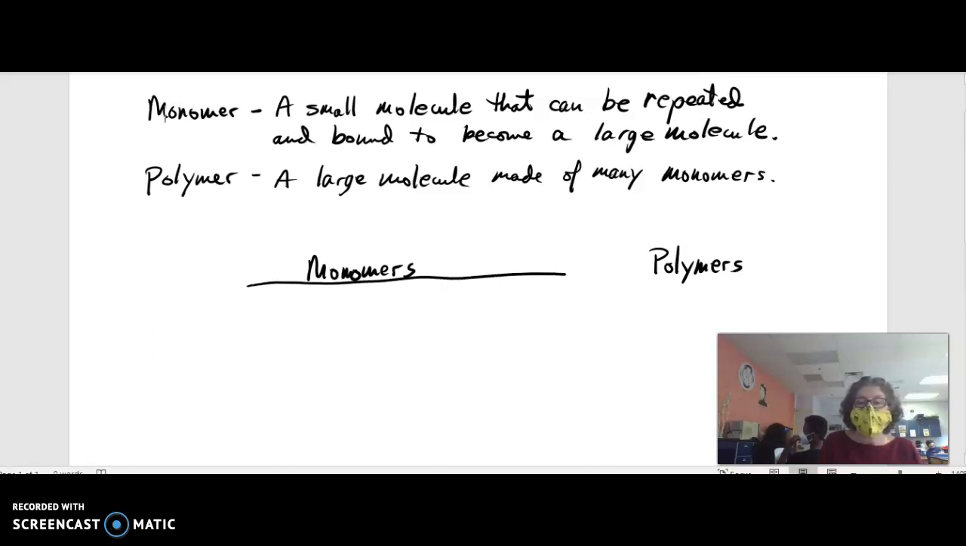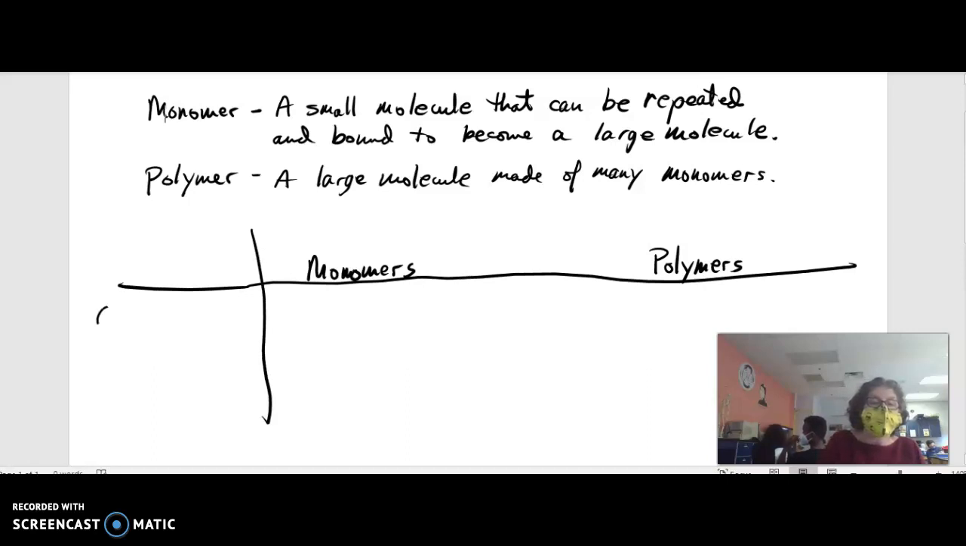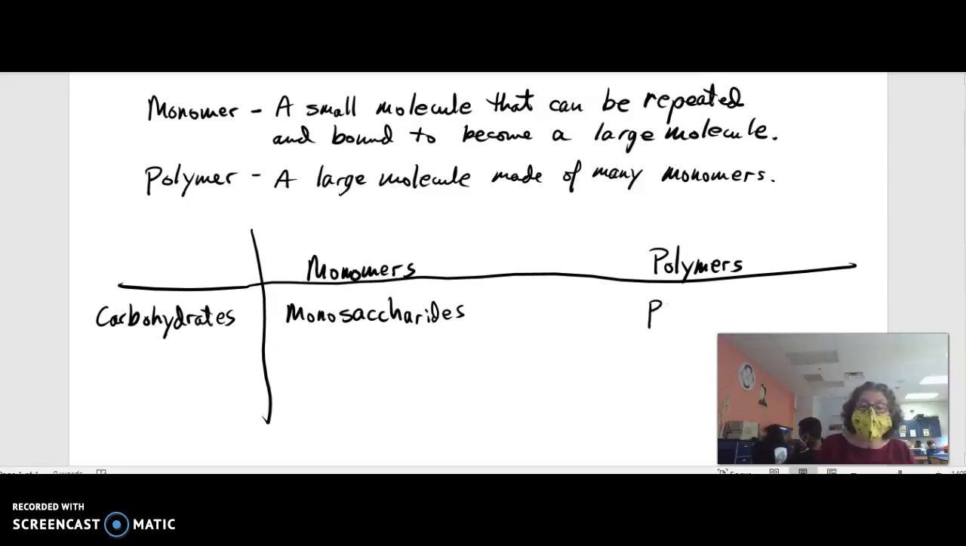So we've got monomers and polymers, and then we're going to talk about carbohydrates, because that's the first one we've already talked about, and you might recognize those the best. So carbohydrates, the name of all the monomers in the carbohydrate group, they're called monosaccharides. And the names of the polymers in the carbohydrate group are called polysaccharides.